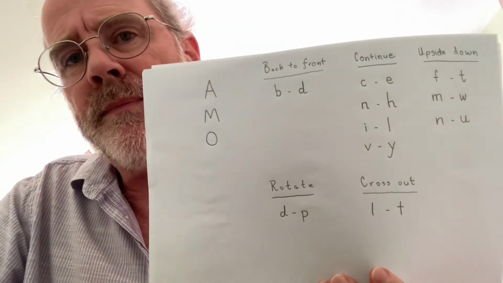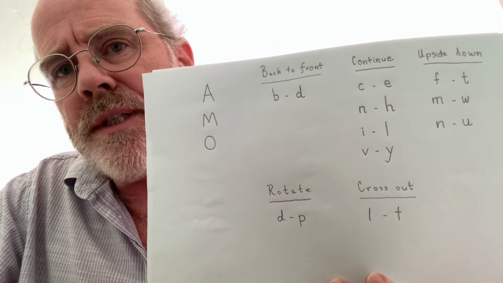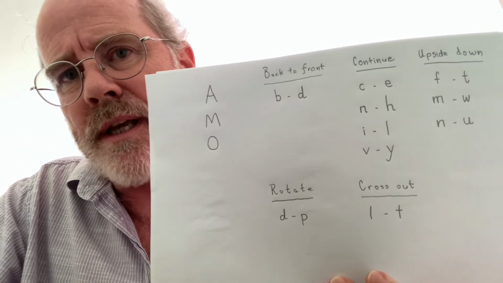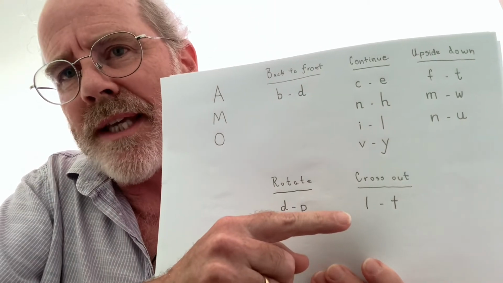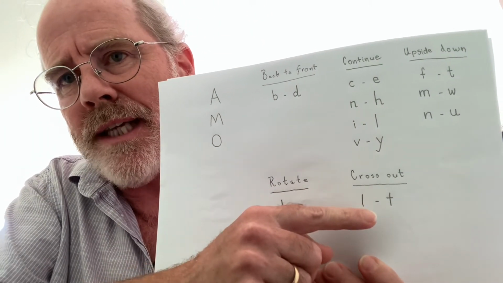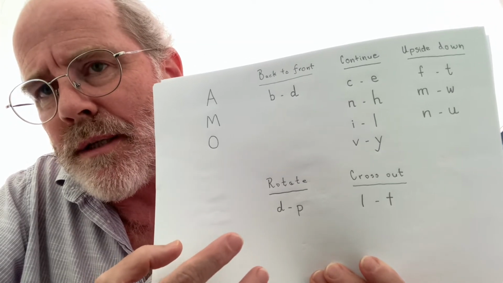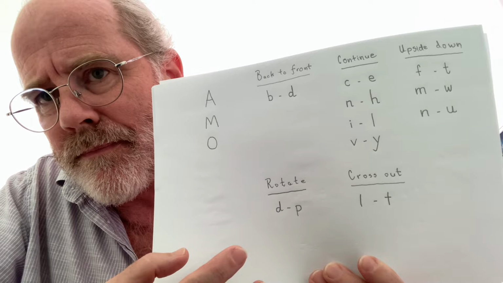And there we see the example of L, which is a straight line, and T, which is a straight line with a line drawn through it. Now, if you make these changes, you can begin to make very interesting word connections. For example, if you cross out the L and get T, you can connect male and mate.